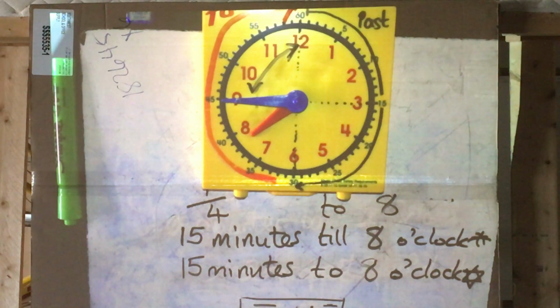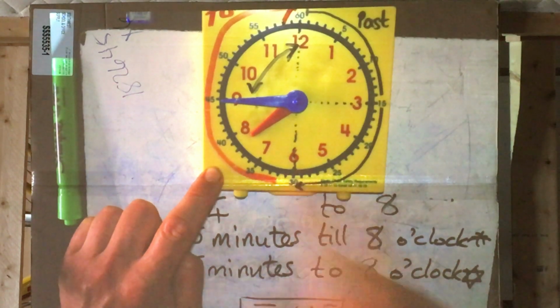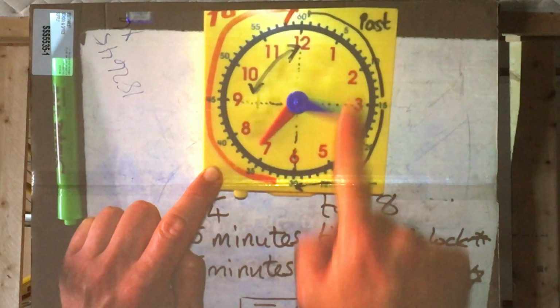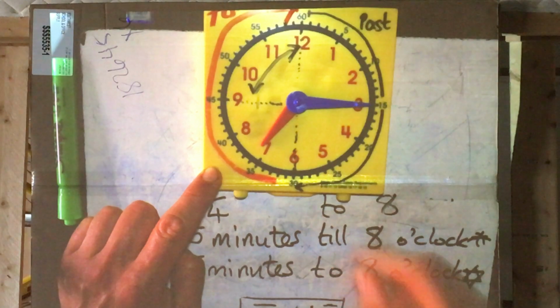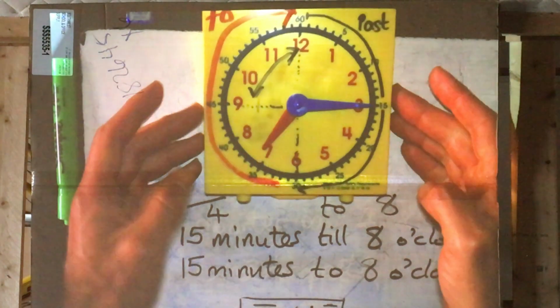Now we'll just do 2 slightly different ways. Can you make 7:15, please? 7:15. Okay, that is 7:15. Can you make 11:15? 11:15.